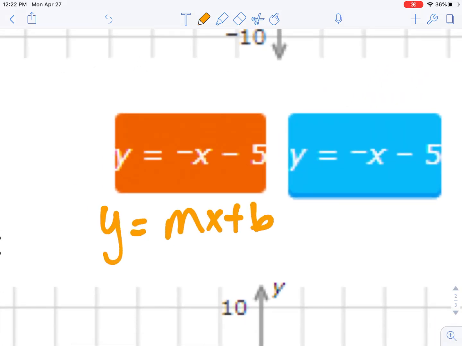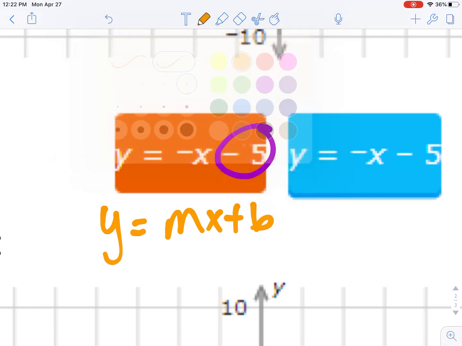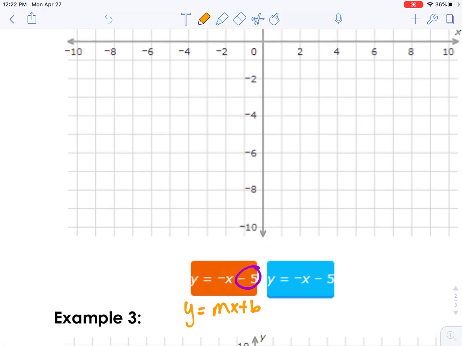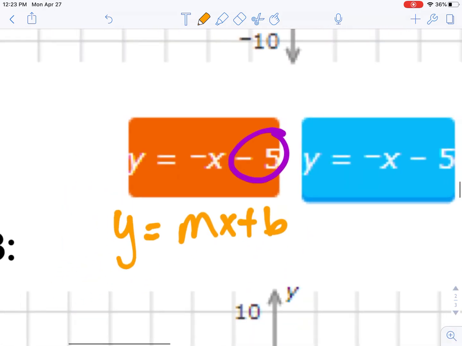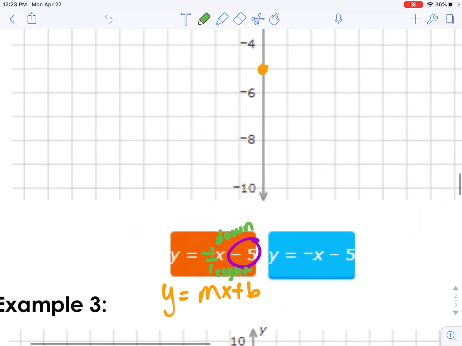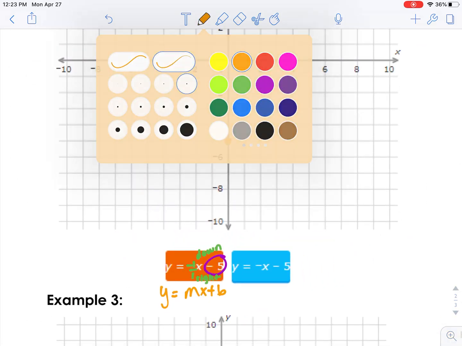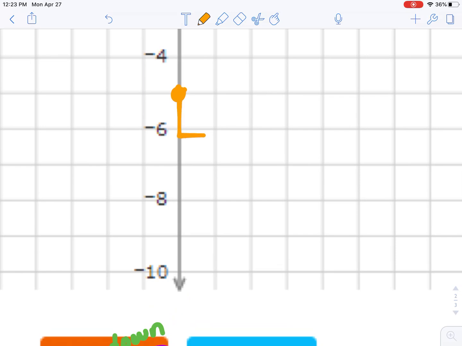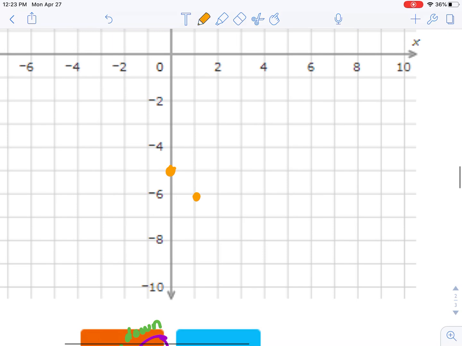Y equals mx plus b. We always plot the y-intercept first, and that y-intercept is at -5 on the y-axis. Next, we're going to look at our slope. Our slope is -1, and to write it as a fraction, we'll put it over 1. Because it's negative, we are going to go down, but we always will go to the right. So from our y-intercept, we're going to go down 1 and to the right 1 to plot our point. And then we'll connect our dots and create our line.